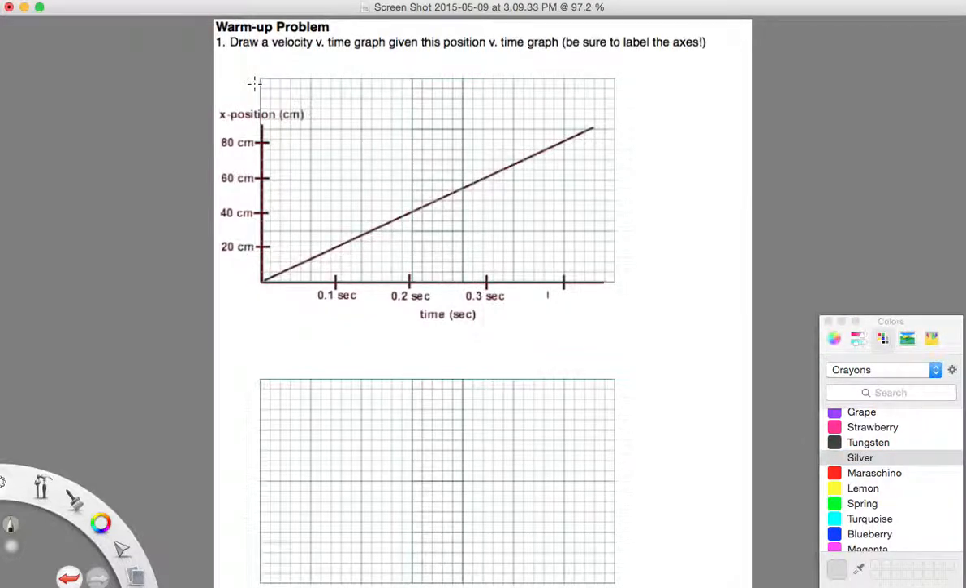Let's tackle this problem. It says draw a velocity versus time graph given this position versus time graph, and be sure to label the axes. So let's go through this. I use Blueberry to do this. I'm going to make my velocity versus time axis right here. I'm going to say this is the x-axis. I'm doing this freehand, which is kind of tricky, but you can do the same. This is going to be velocity versus time.